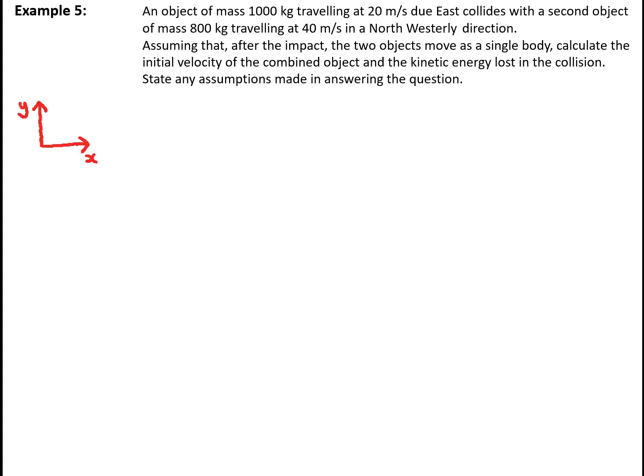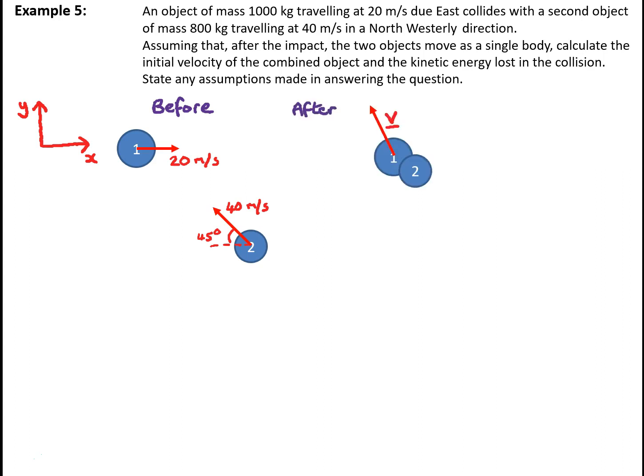Okay, well, we need a diagram. We may as well set up the axes, x pointing due east, y pointing due north. Before the impact, the first object is moving with speed 20 meters per second due east, and the second object is moving with a speed of 40 meters per second in a northwesterly direction. After the collision, the two objects are moving as a combined object moving with speed v.